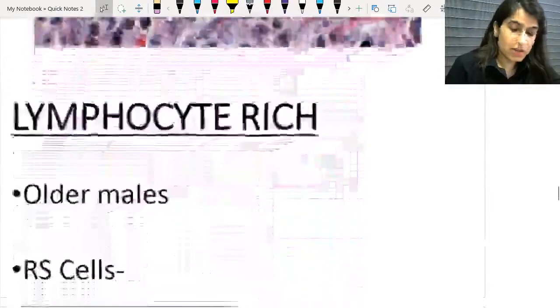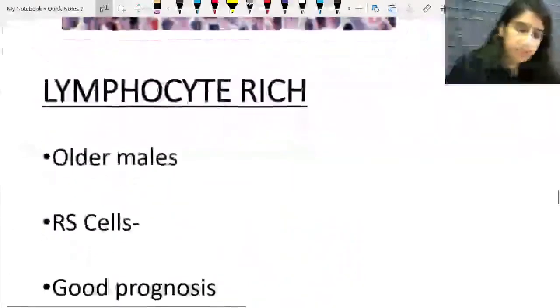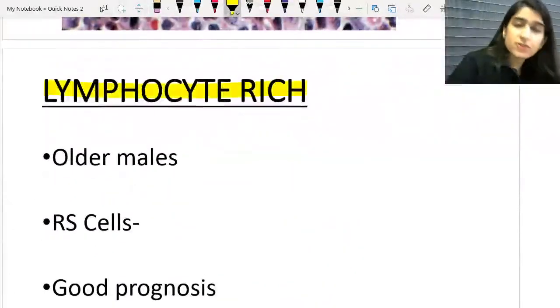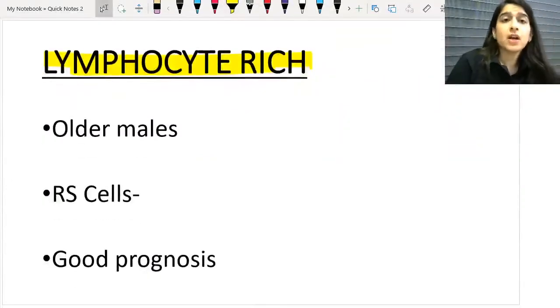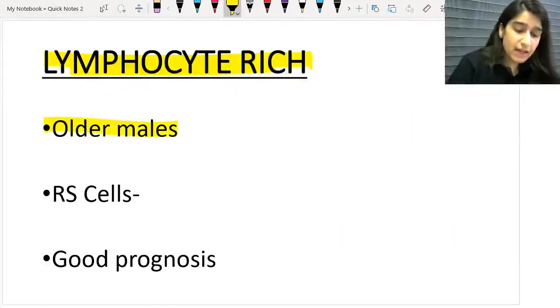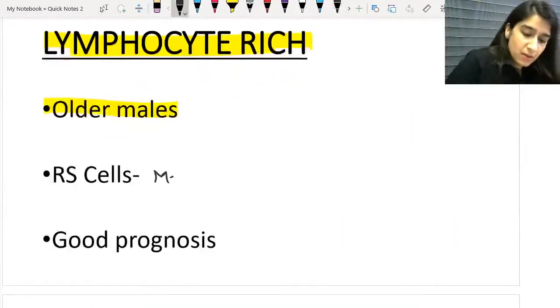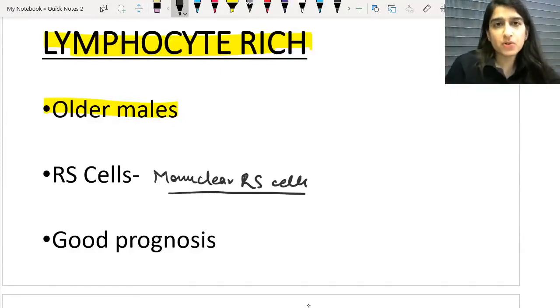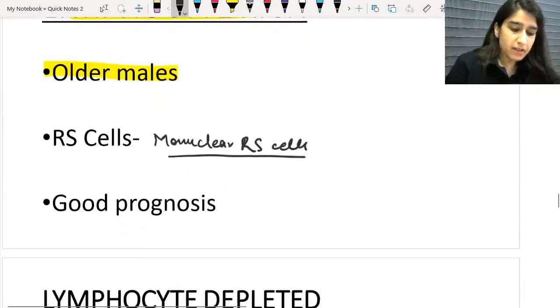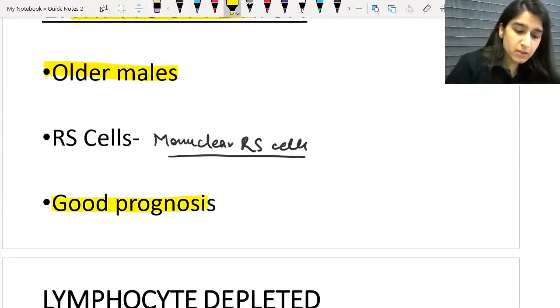Now next we come to another entity, lymphocyte rich Hodgkin's lymphoma. Lymphocyte rich Hodgkin lymphoma is generally found in the older male population, and in this case, what kind of RS cells will we see? We'll see again the same mononuclear RS cells. But there will be few mononuclear RS cells and more lymphocytic background, right? And it also carries a good prognosis.